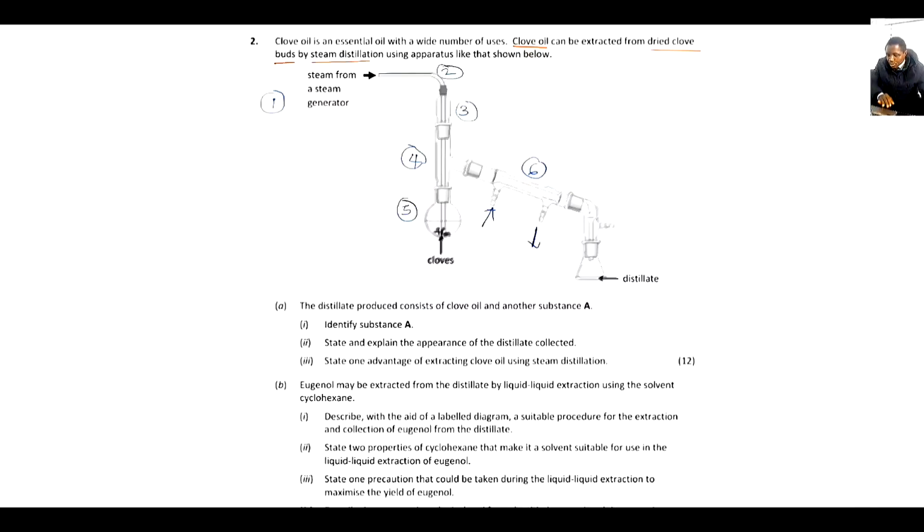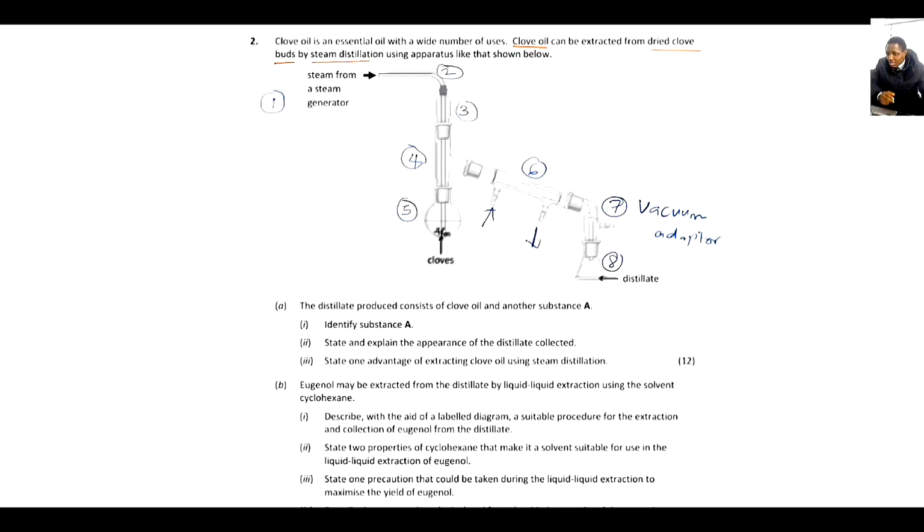Now we have number seven, the apparatus we need to consider, which is the vacuum adapter. Please note that in most cases we don't use it as a vacuum adapter. It is connected to vacuum just to remove air, so they call it a vacuum adapter, but in most cases it's not necessary. The last one here is where we collect our products, the popular conical flask.